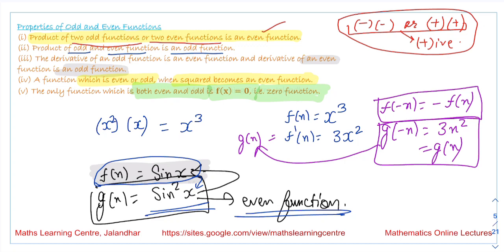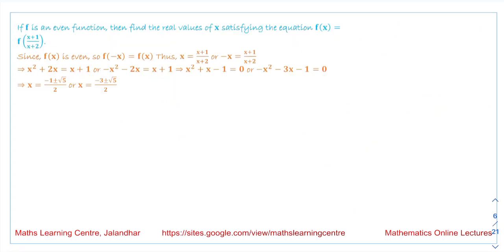Now the next question we have is: if f is an even function, then find the real values of x satisfying the equation f(x) is equal to f of (x plus 1) over (x plus 2). These kinds of equations are called functional equations. I'll explain them with an example over here.